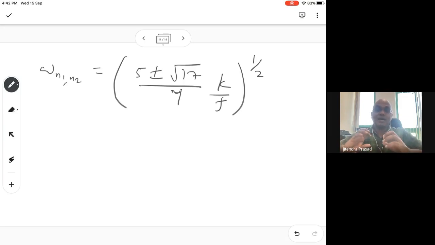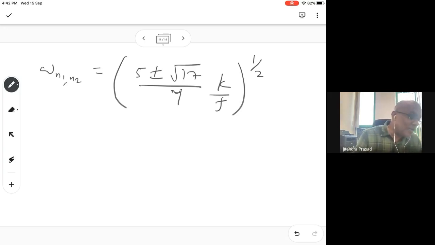So it's possible that there are two modes. In one mode the frequency is very low, so it goes slow. And the other mode may be going very fast. And in actual life, there will be a combination of the two. It's possible that both the vibrations are there.